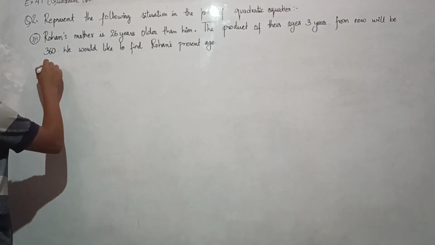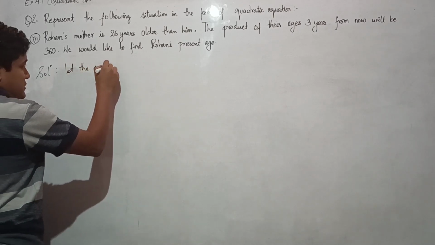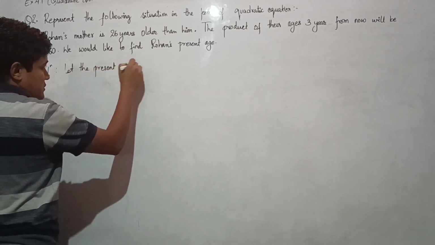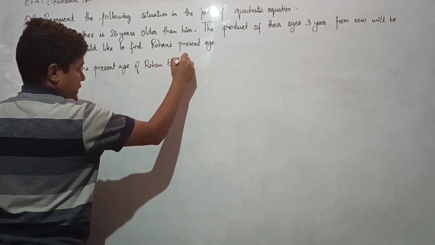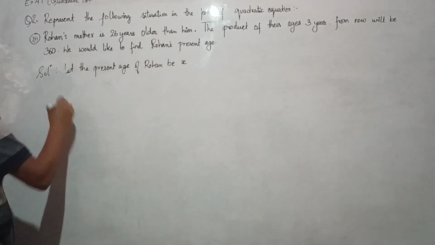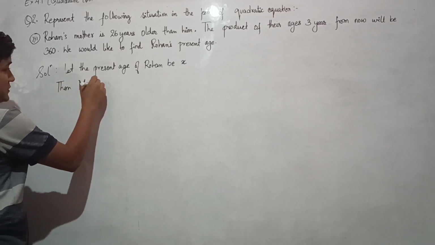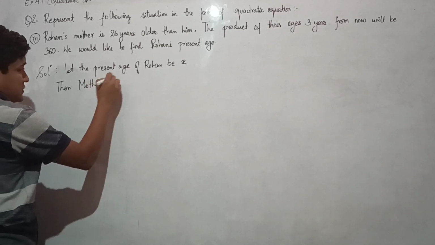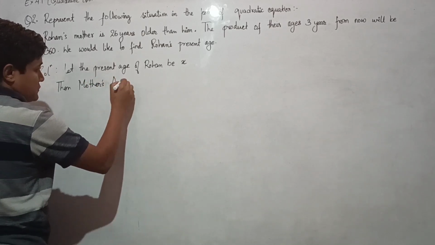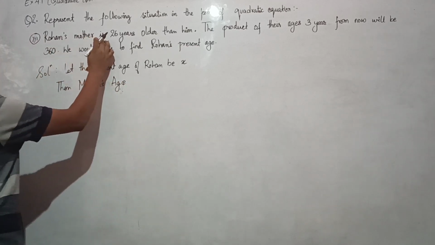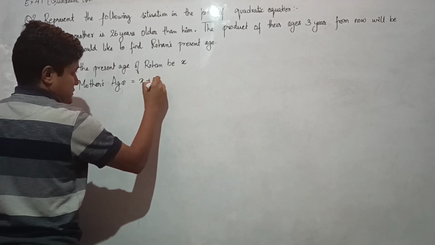So solution: let the present age of Rohan be x भनौँ, then mother's age, उसको आमाको एज चाहिँ हुन्छ, Rohan's mother is 26 years older than him, so x plus 26.